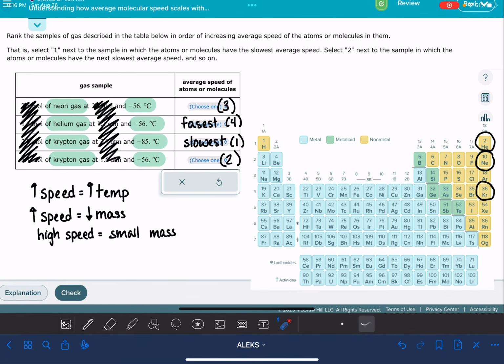So again, what you're going to be doing is looking for some sort of trend. Like maybe, like I did, you can start with the temperatures and pick out one gas and separate it from the others, and then you're going to go through and compare their masses.